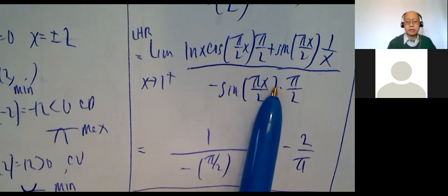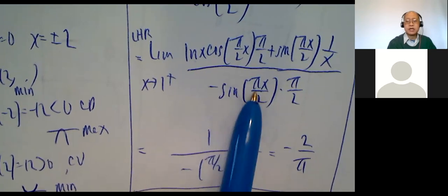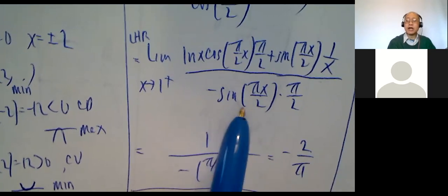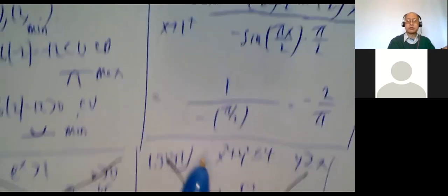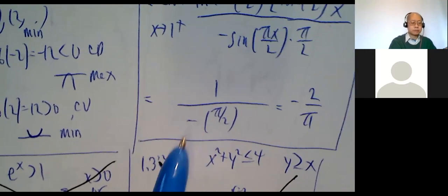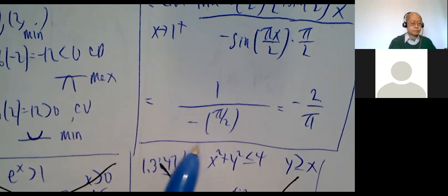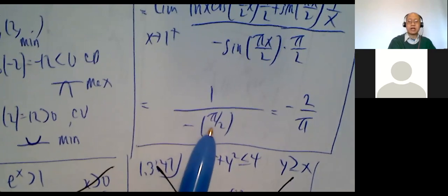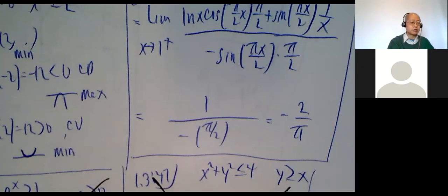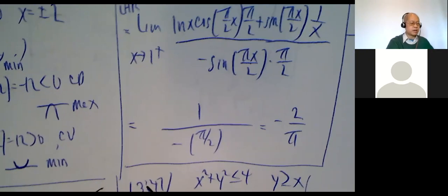Denominator, plug in 1. I have negative sine of pi over 2. Sine of 90 degrees, that's 1. So it's negative 1 times pi over 2, or negative pi over 2. So there we go. And the reciprocal of negative pi over 2 is negative 2 over pi. So the final answer is negative 2 over pi.